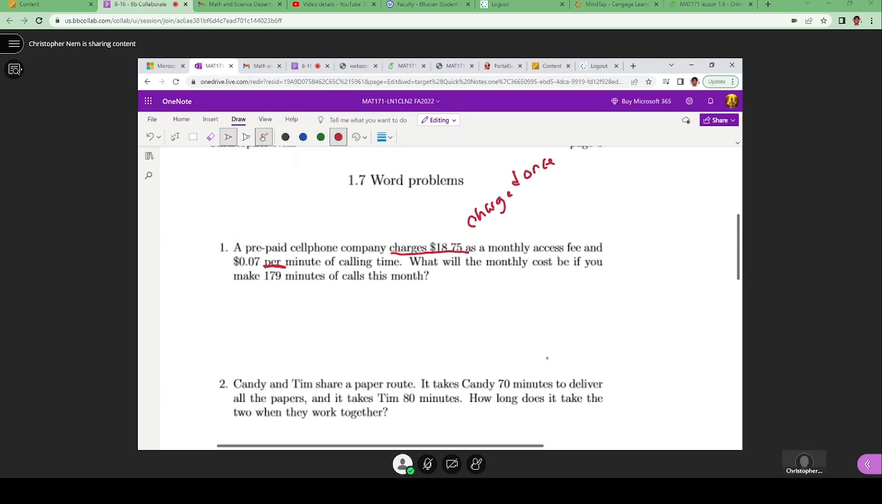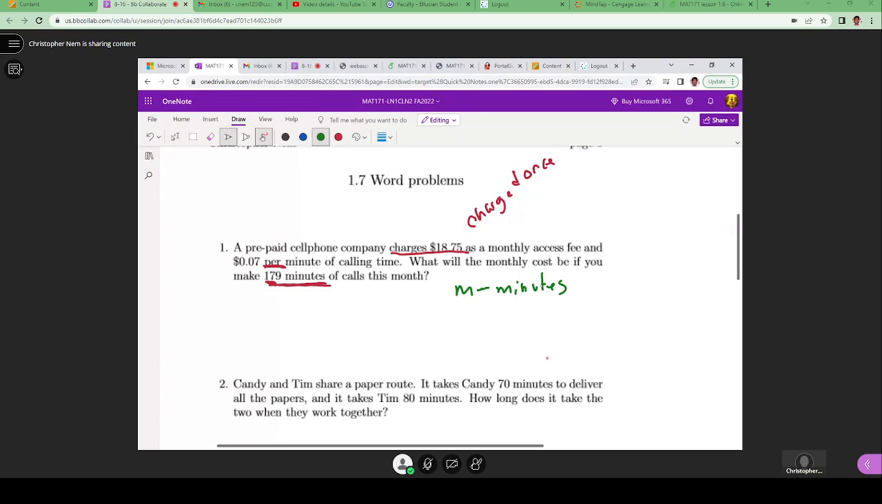So if we're actually writing this out, our variable is per minute, but we also need to know how much it's going to cost for 179 minutes. So we need to use some placeholder and eventually fill in that placeholder with 179 minutes. So our variable will be m. Say our variable m stands for minutes. M is going to represent minutes.